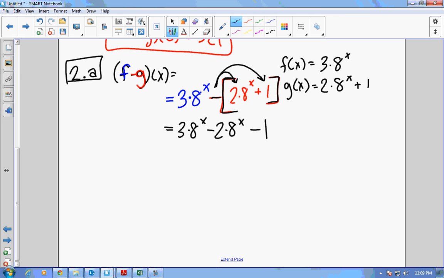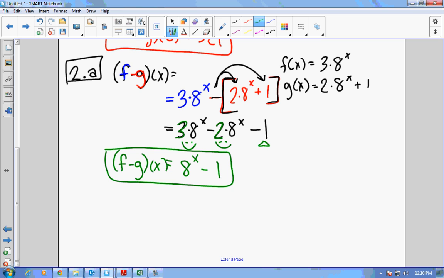Isaiah Cooper? It's like terms. See these? They're being subtracted, but aren't they like terms? How much does the first guy have? 3. How much does the second guy have? 2. So 3 minus 2 8s to the x's would be 1 8 to the x, which is just 8 to the x minus 1. So f minus g of x equals 8 to the x minus 1.